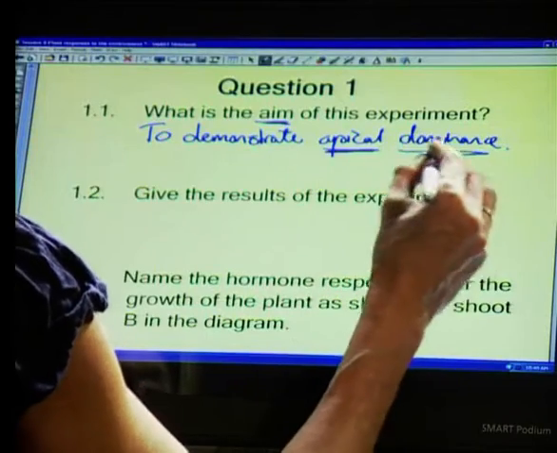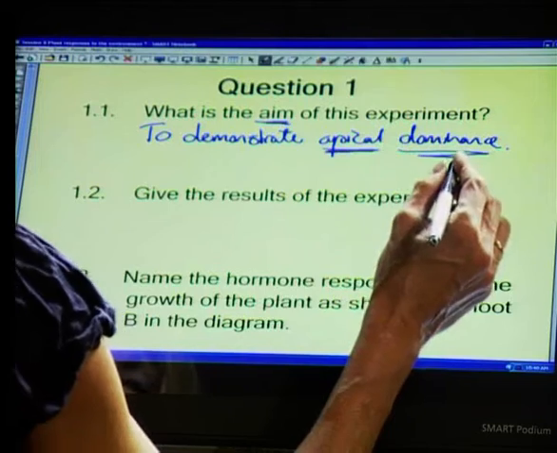In shoot A, the tip is covered and the plant doesn't bend. But when we cover the bottom and the sides, what happens? The little tip is exposed. That's where the auxins are. The plant is going to grow towards the light. That's what shows apical dominance, because the tip was covered and then the tip was exposed.